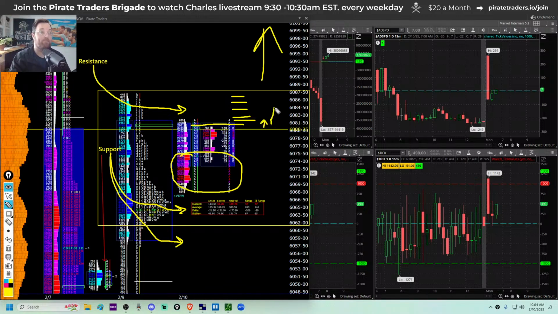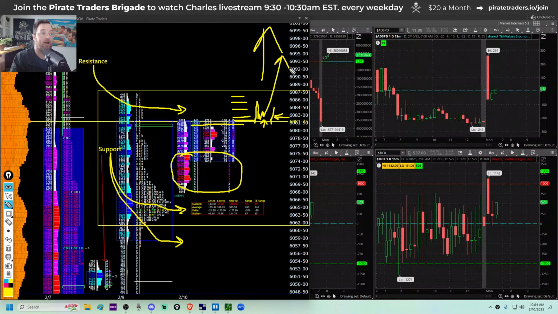So it'll go like boop, boop, boop, and it'll kind of pop up very quickly. As it's doing that, it's taking out all those stops. So then the question becomes, what comes next? If we can take out those stops, come back down and find support, I would be thinking there's a significantly higher probability that the market wants to go higher today.